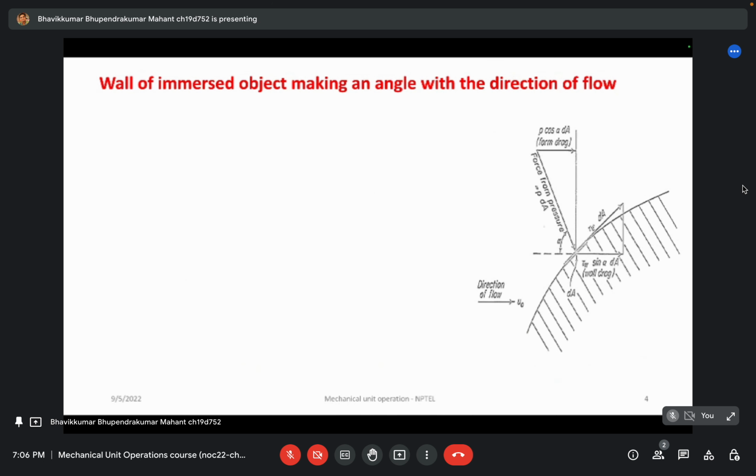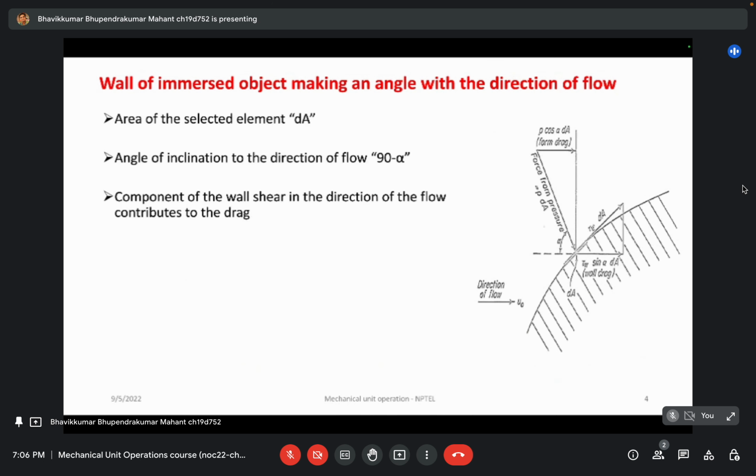We may have encountered this kind of figure in the past also. This is the force, as you can see here, and here force from the pressure is also applied, and there is a wall drag. This is a solid surface, and the flow direction is in this direction. So basically you can see that pressure is P, but pressure is equal to force upon area. So pressure force is equal to P into A.